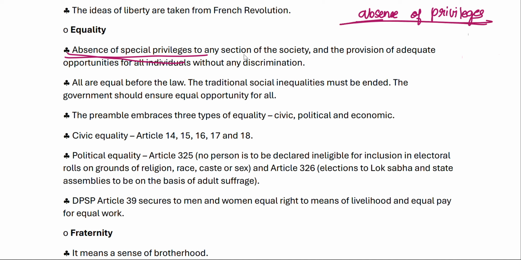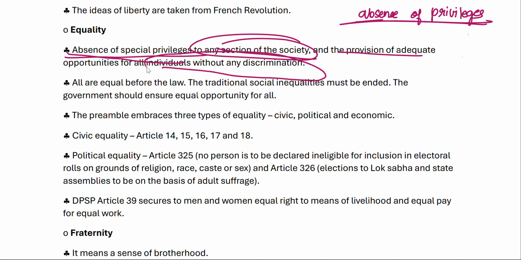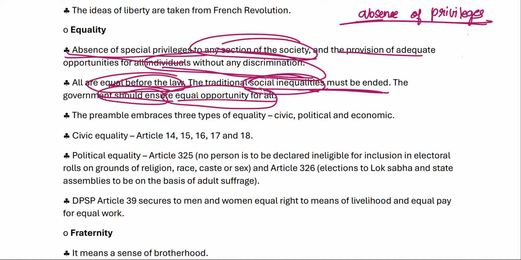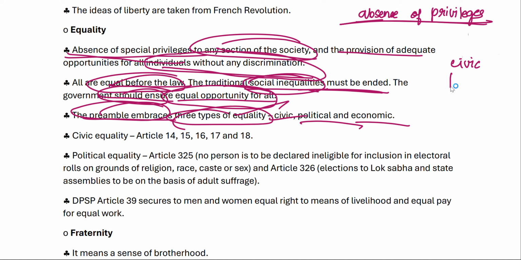Equality means no special privileges to any section of society, and the provision of adequate opportunities for all individuals without any discrimination. All are equal before the law. The traditional social inequalities must be ended. The government should ensure equal opportunity for all. The preamble embraces three types of equality: civic, political, and economic.